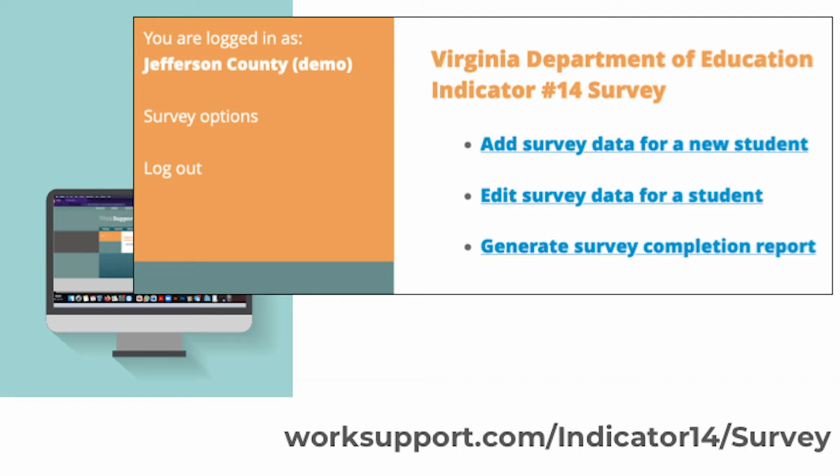We are using a fictitious school division, Jefferson County, and survey options which are listed to the right. Add survey data is used when you are first starting to enter information on a student. Edit survey for a student. You will use this if you have entered demographic information but have not completed any of the survey questions. And the last option, generate survey completion report, lists all the surveys that have been completed.